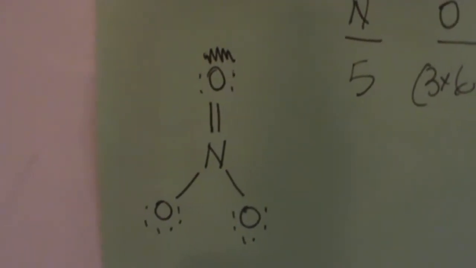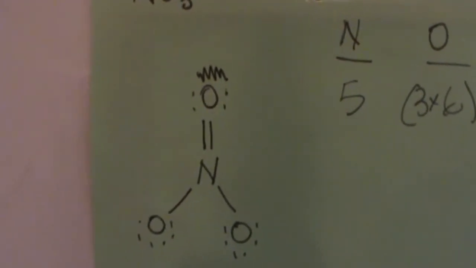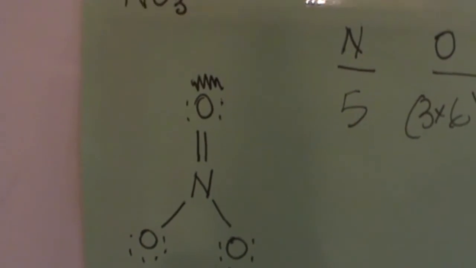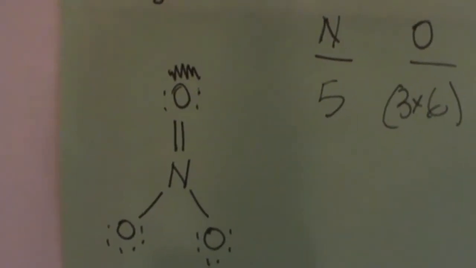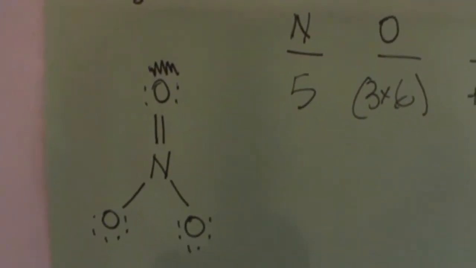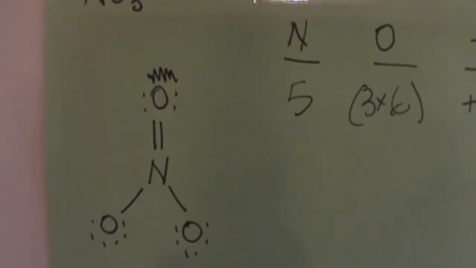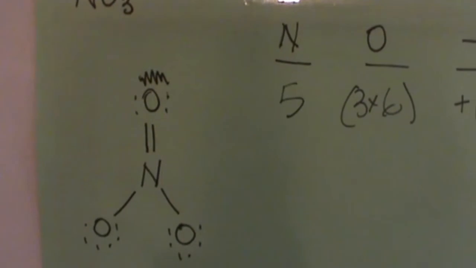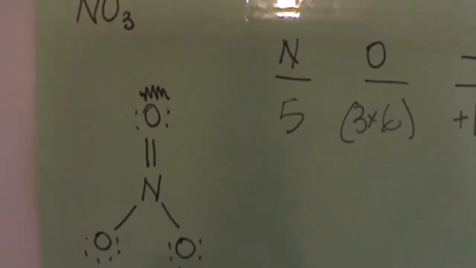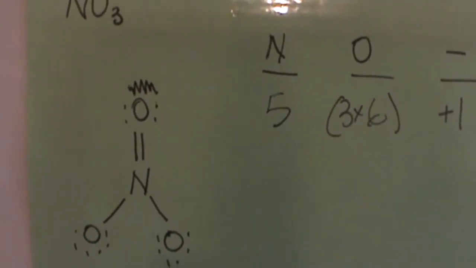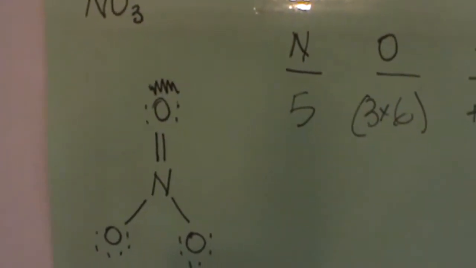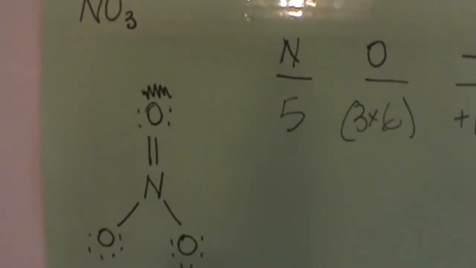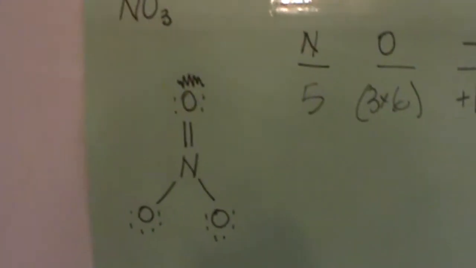A few things to note here. There are some exceptions to the octet rule. Generally, beryllium, boron, and aluminum will accept less than 8 in their outer shell. Also, if you have an odd number of electrons, or if your atom is in row 3 or lower of the periodic table, then you may wind up with more than 8. So in this case, this is our structure.